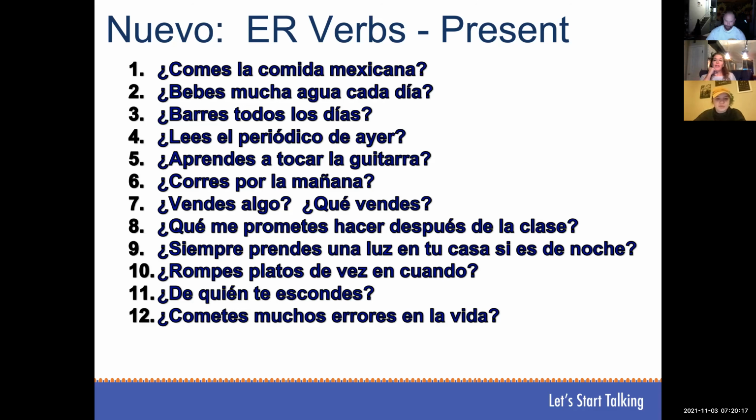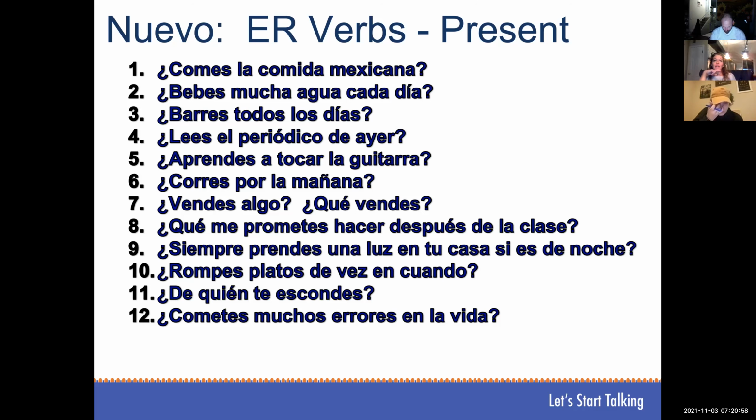¿Comes la comida mexicana? Sí, como la comida mexicana. ¿Bebes mucha agua cada día? Sí, bebo mucha agua cada día. ¿Barres todos los días? ¿Qué significa barres? To sweep. Do you sweep every day? Sí, sí, barro todos los días. ¿Lees el periódico de ayer? No, no leo el periódico de ayer.